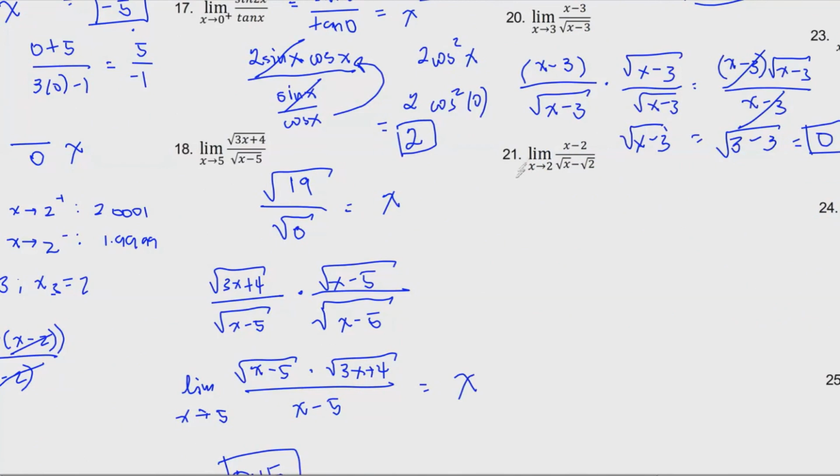So that is (x minus 2) over the square root of x minus the square root of 2, as x approaches 2. If you take the limit of these values here, the square root of 2 minus the square root of 2 would be 0. So let's now proceed with redefining.